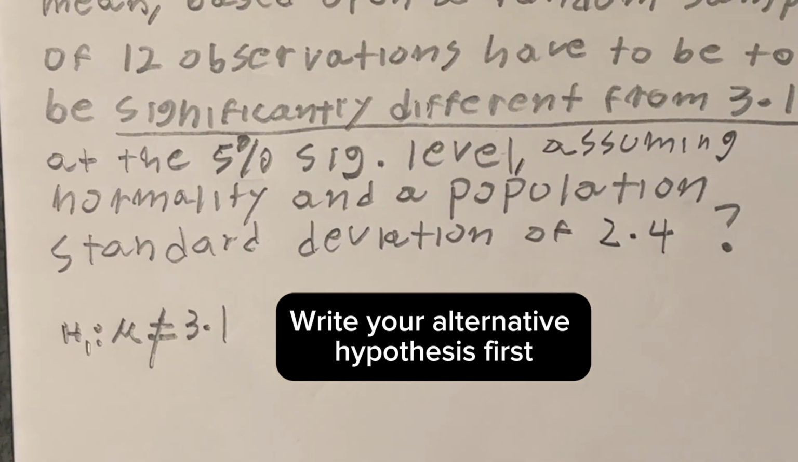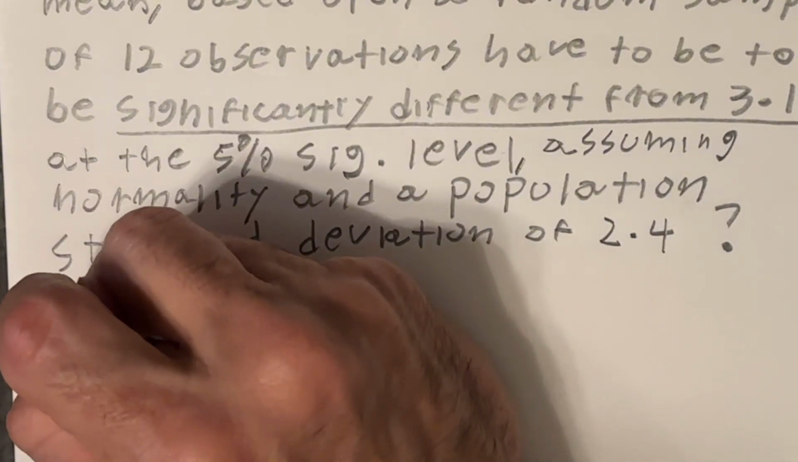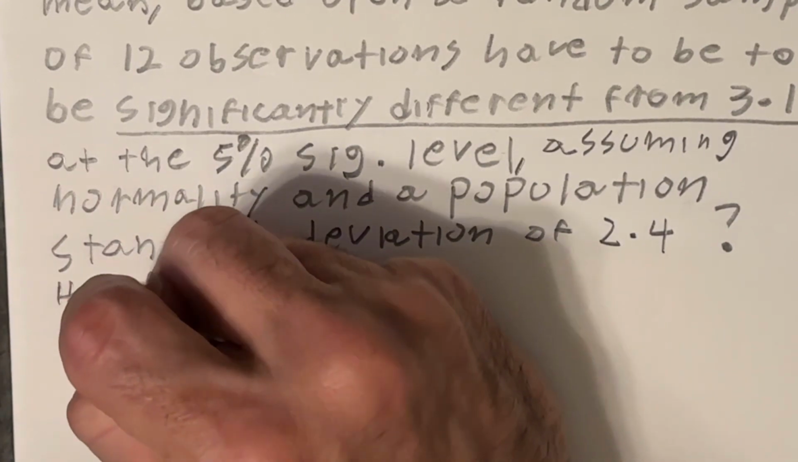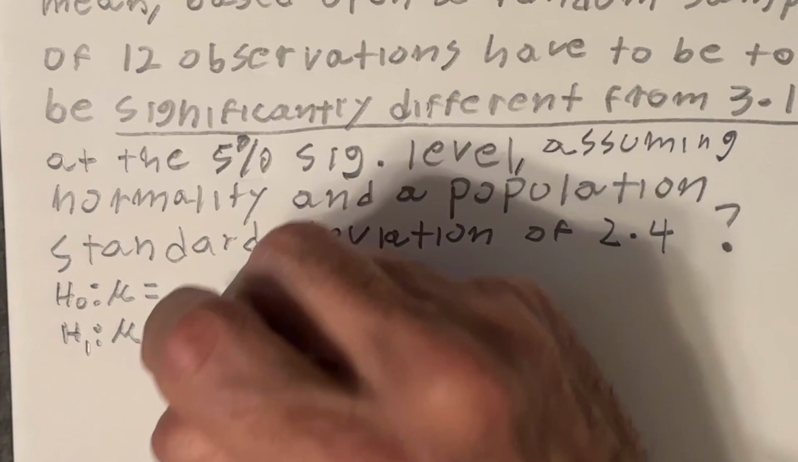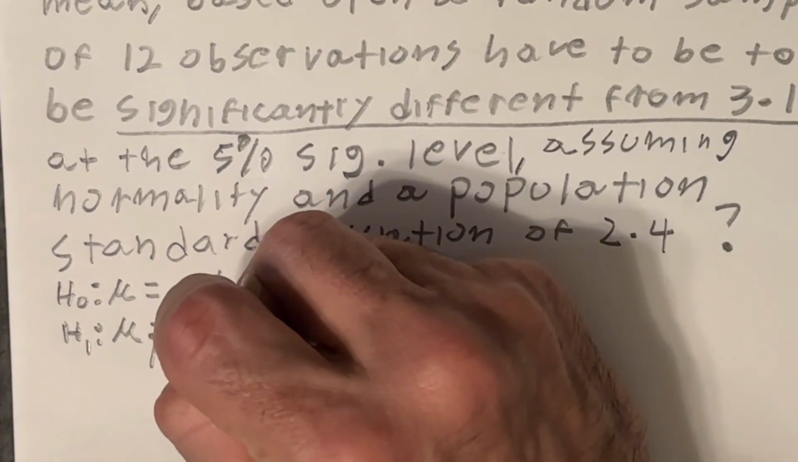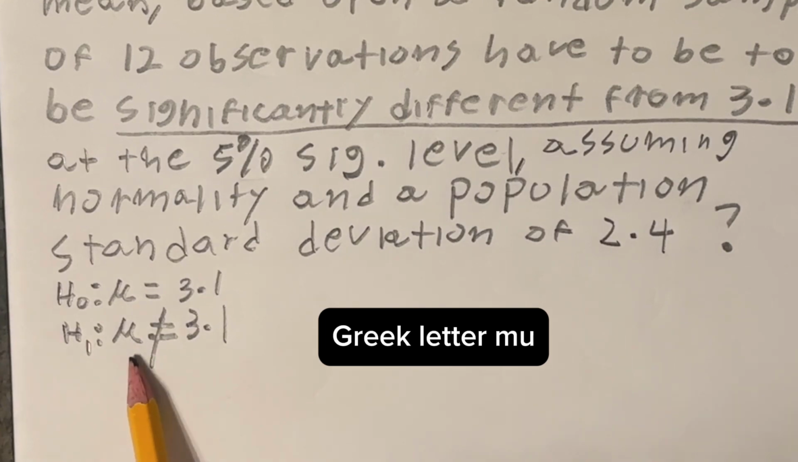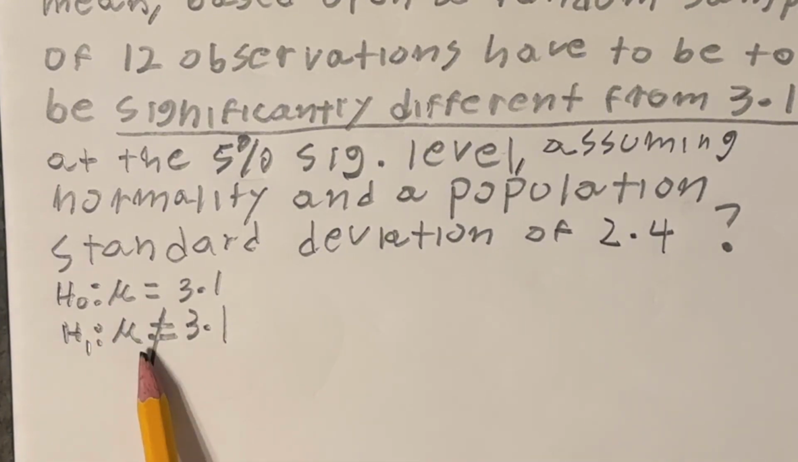So you do your alternative hypothesis first, and I've left a little space for the null hypothesis, which says that the population mean is equal to 3.1. And just to remind you, this is the Greek letter mu. It's a letter in the Greek alphabet. It's pronounced mu like mucus, not moo like the cow. So we have the null hypothesis.